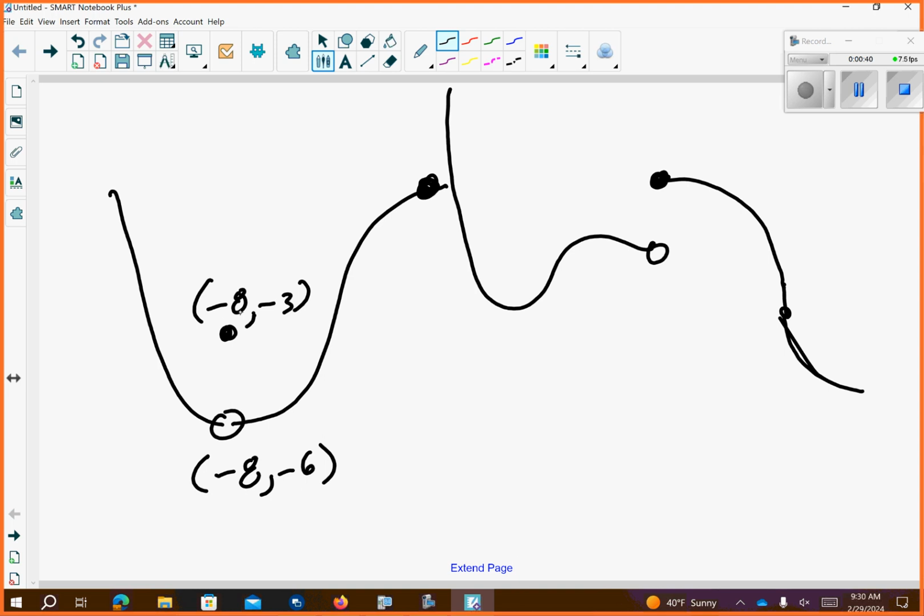All right, so the first one, we want the limit as x goes to -8 from the negative side. Okay, so that means this negative right up here on the top right, the exponent negative, means that I'm coming from the left and I'm getting it right here. So that's going to be an answer of -6.